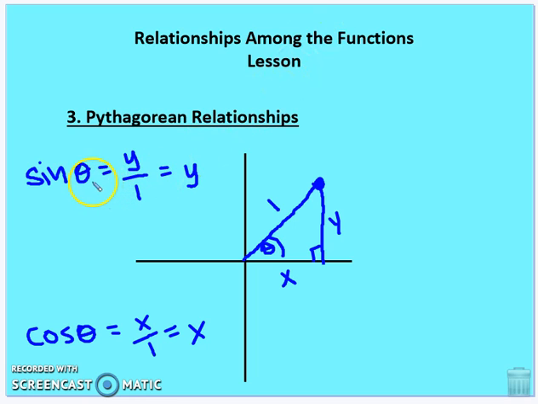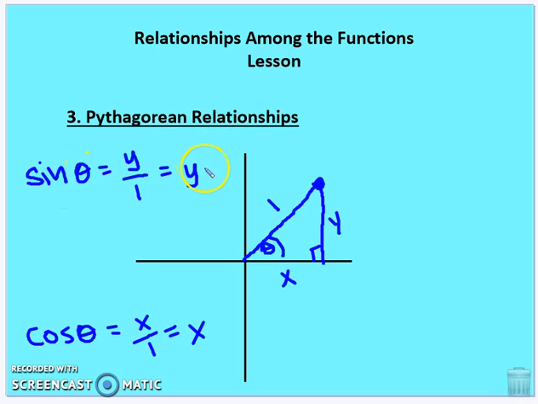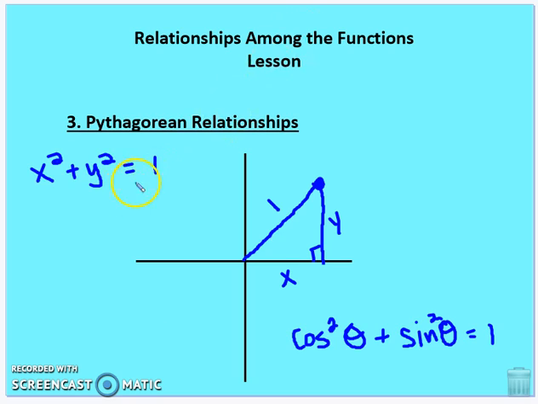Now I can rewrite sine of theta as y over 1 and cosine of theta as x over 1. And so cosine of theta is equal to x and sine of theta is equal to y. I can take a look at what I had written in the prior slide, x squared plus y squared is equal to 1. Knowing that sine of theta is equal to y and cosine of theta is equal to x, I can now rewrite this as cosine squared theta plus sine squared theta is equal to 1. And so this is our first Pythagorean relationship.